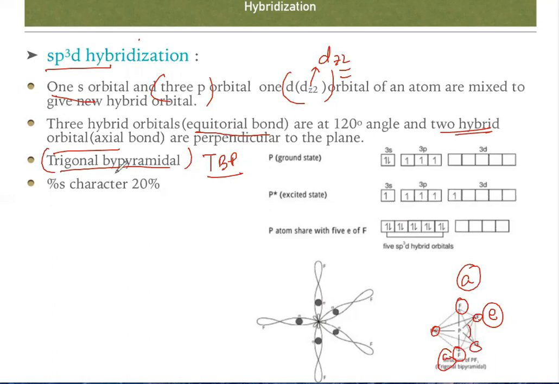Now talking about the percentage of s character. The percentage of s character is 20%. How can you get it? 100 divided by 5, if you do that, you will get 20% each. So s will have 20% s character.